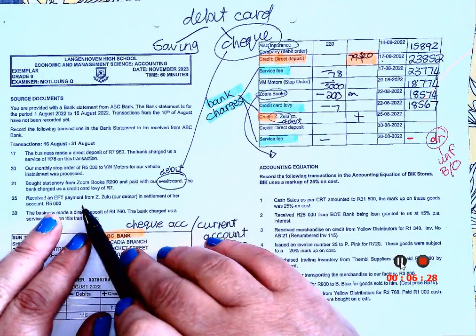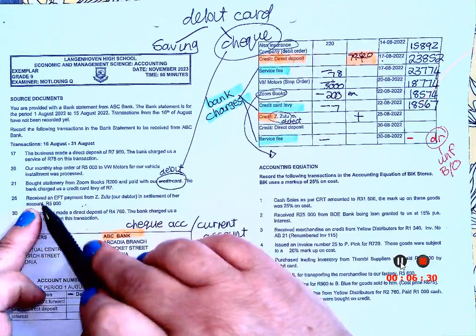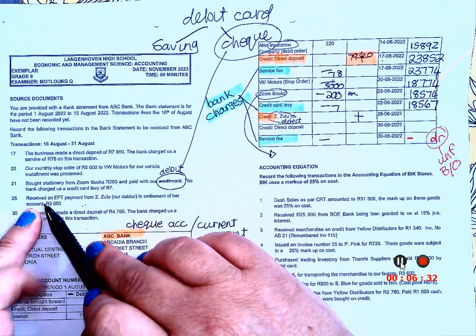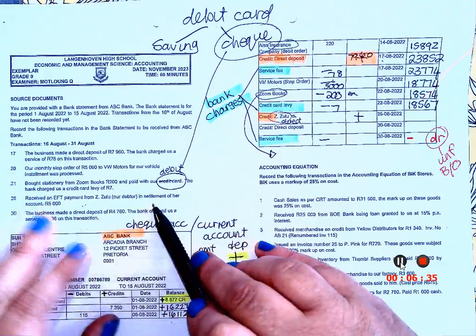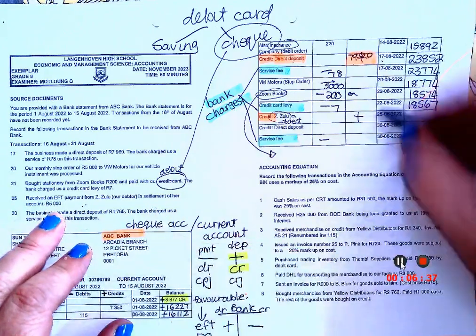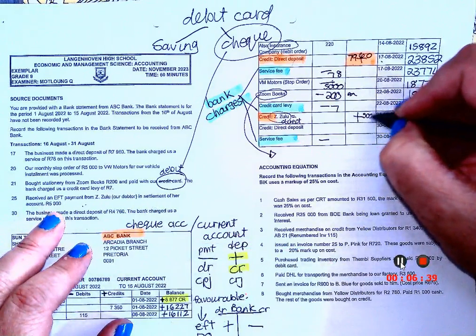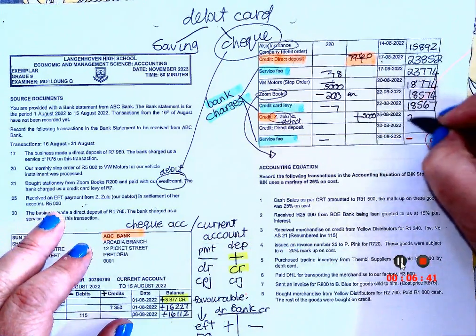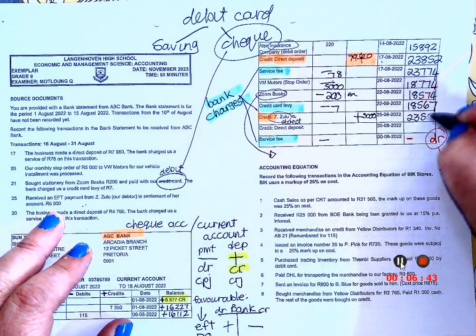Received an EFT payment. That receive means now it's a plus. In settlement of the account, 5,000. So 5,000 goes there. Now it's 23,567.